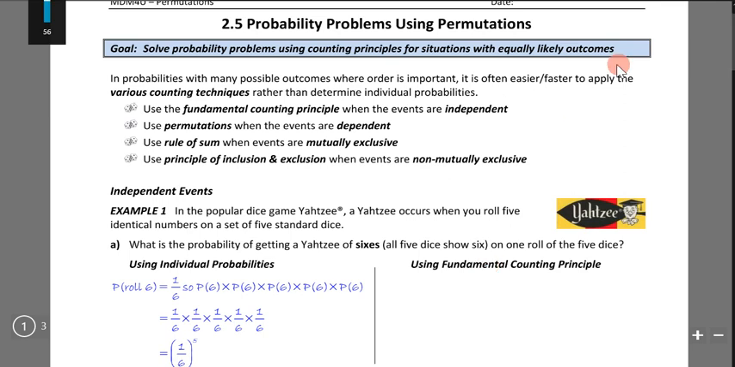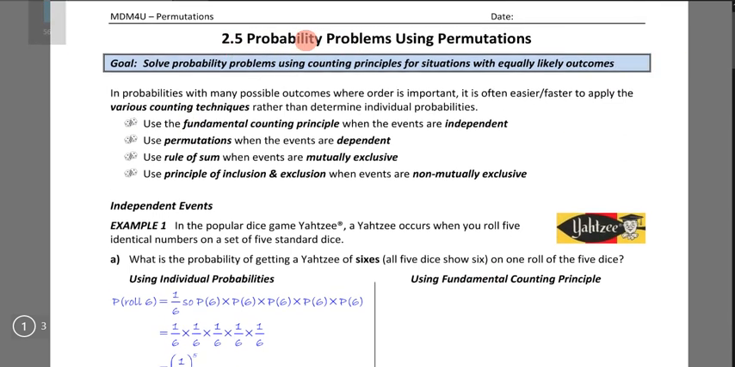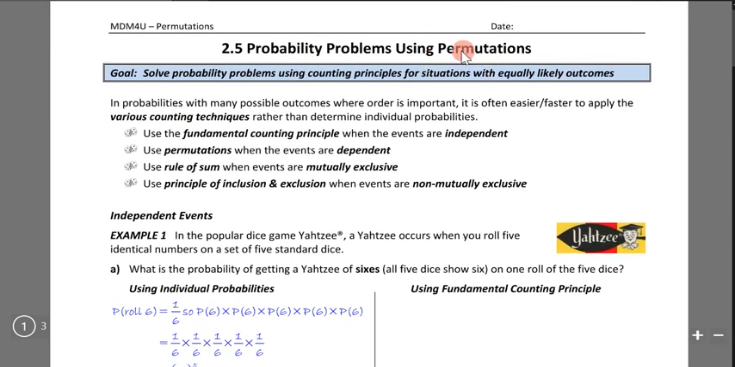There you go. Okay. So 2.5, probability problems using permutations. The goal for this one today is to solve probability problems using counting principles for situations with equally likely outcomes. So we're going to use all of that stuff about permutations from this chapter, and we're going to apply them to probability problems.